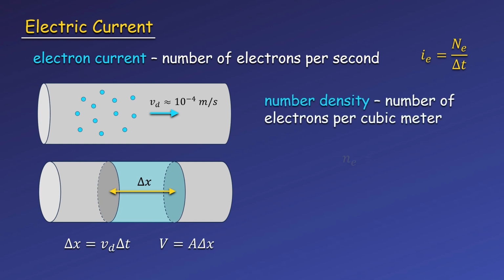The number of electrons in a volume like this we'll call the number density, which will be the number of electrons per volume, or cubic meter. Now we have quite a few equations, but moving things around we can get a new formula for the electron current. Beginning with our original definition, we replace the number of electrons with the number of electrons from our number density after rearranging. Then we substitute our volume equation, and finally our equation for the length delta x. Now we'll come back to this equation later.